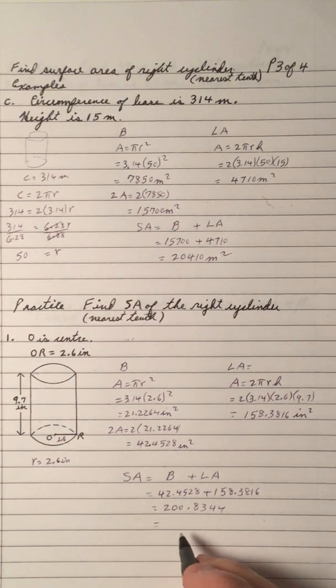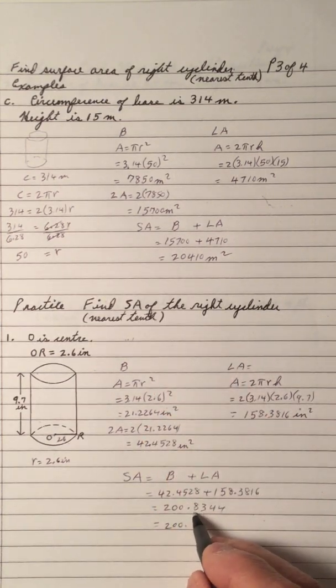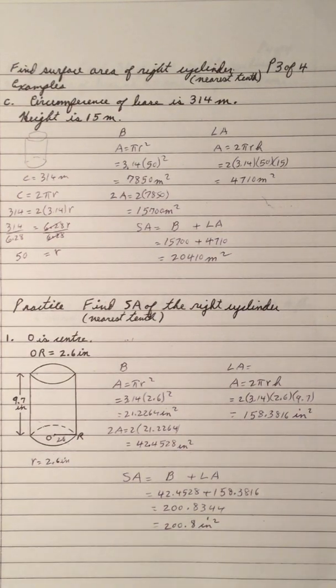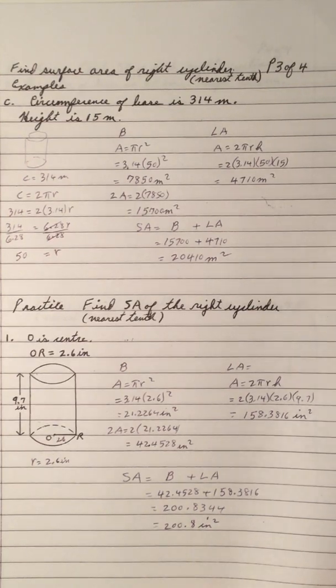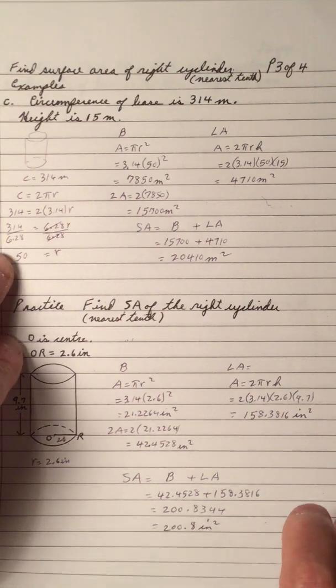And we want to round that off to the nearest tenth, right? So 8 is in the tenth place. The next number is less than 5, so we leave the 8 as it is. So 200.8, and it's square inches. So did you get the right answer? Close to it? Remember, round at the end. But if you do round at the beginning, check with your teacher.